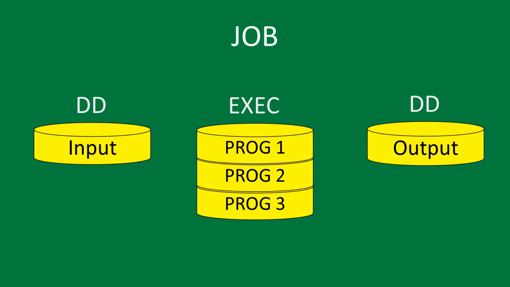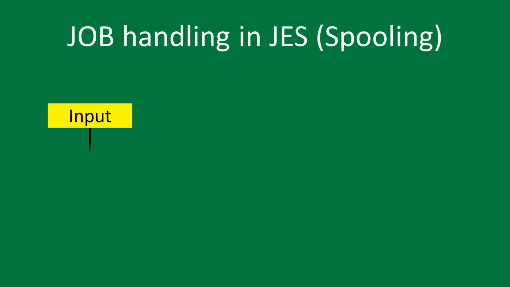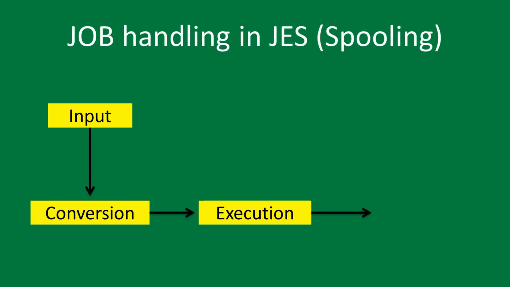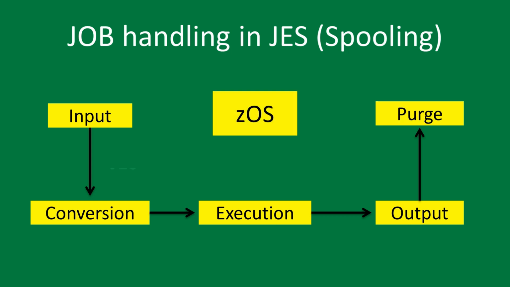This is the diagram of the job. This diagram will help you understand the process of execution when we submit a JCL job or program in the mainframe. This happens after the submission. First, let's understand what JES is. JES is the component of z/OS, the operating system of mainframe, that works on the front end of program execution to prepare work to be executed. You can see here the input, conversion, execution, output, and the purge stages in z/OS.